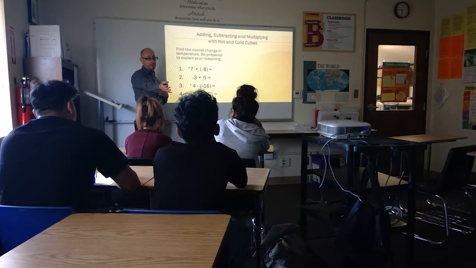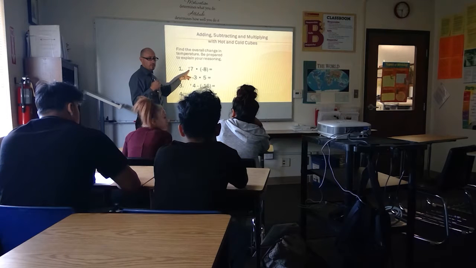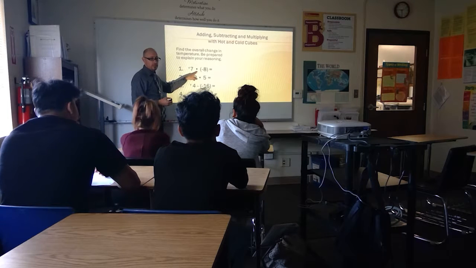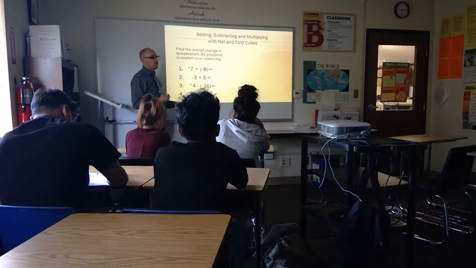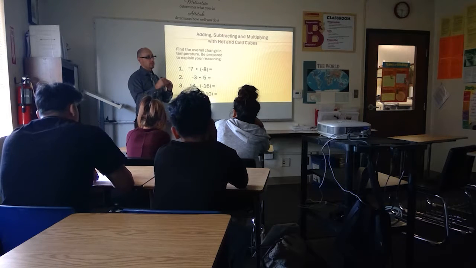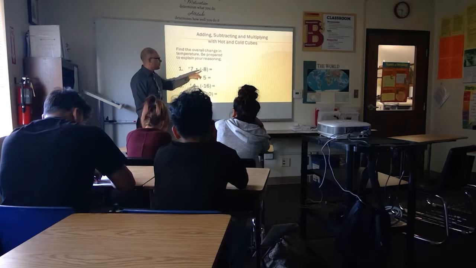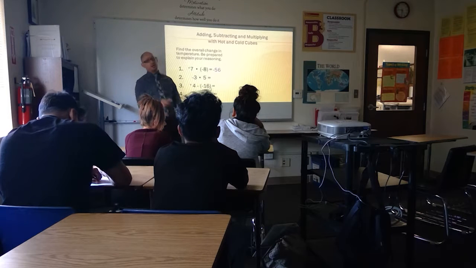Let me see, Juanita, I think you can explain what's going on here. 7 bunches. Were they added or removed? Added, okay. How many are in each one? 8, and what kind are they? Cold. Okay, when you add cold, the temperature goes down, okay? And 7 times 8? 56.